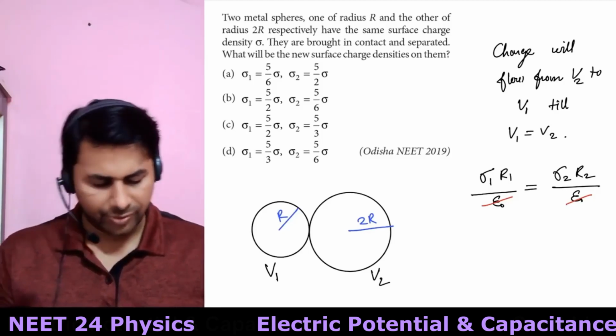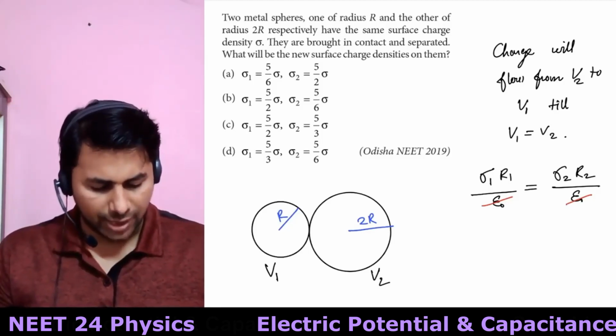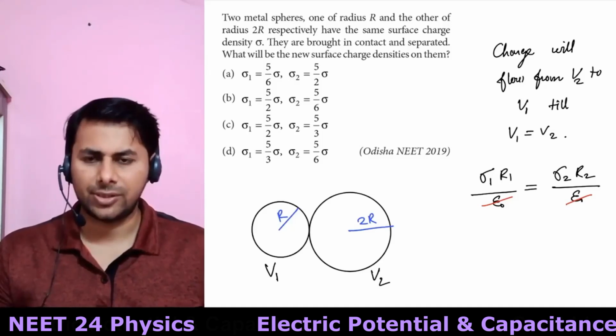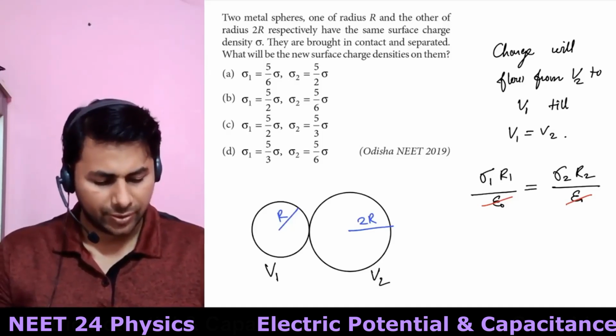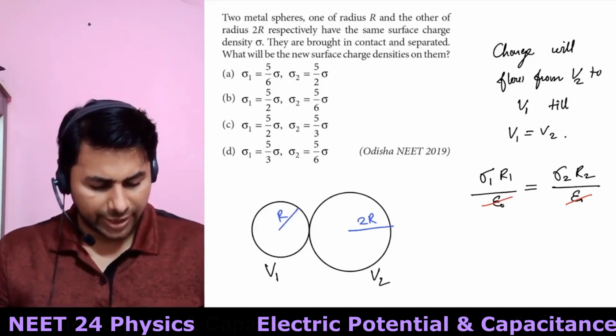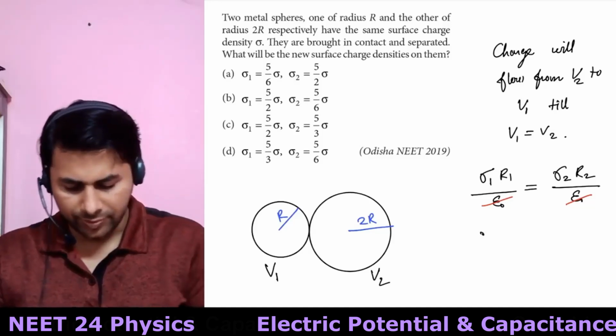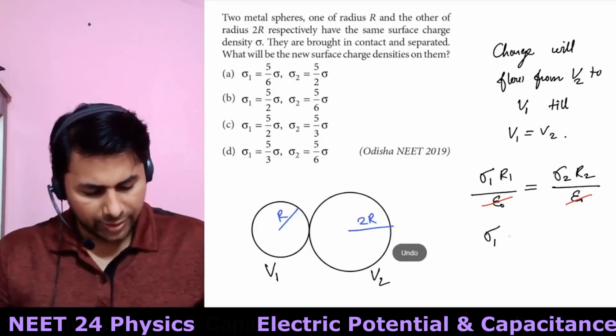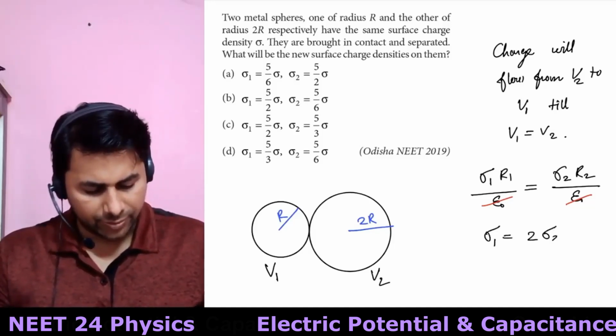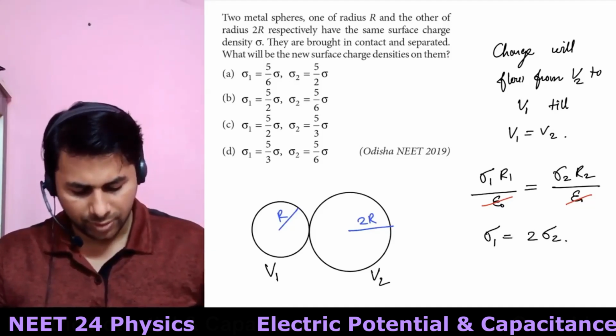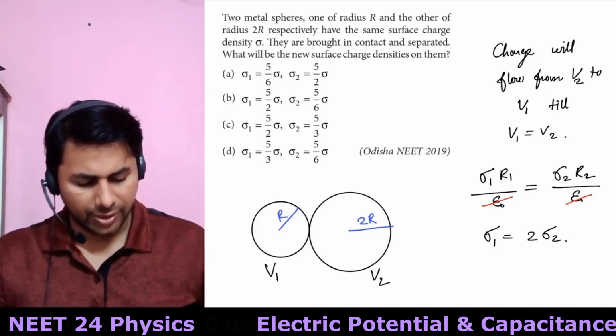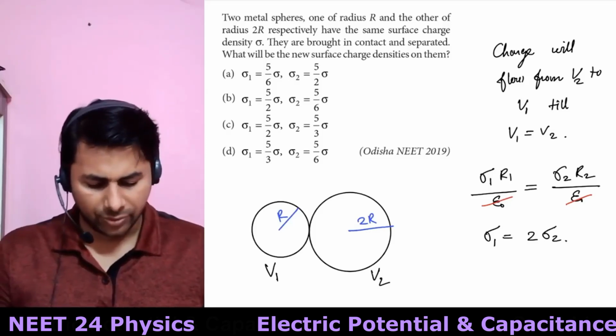So what is the relation between sigma 1 and sigma 2? R2 is equal to 2 times R1, so we can take the 2 on this side. Sigma 1 will be equal to 2 times sigma 2, or we can say sigma 2 will be sigma 1 divided by 2.